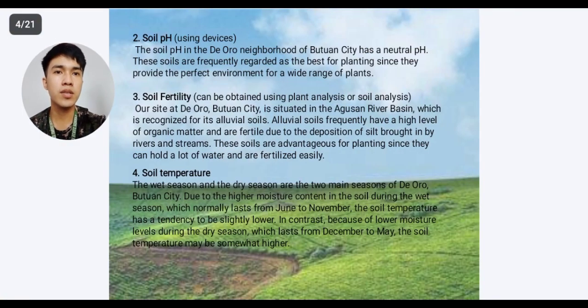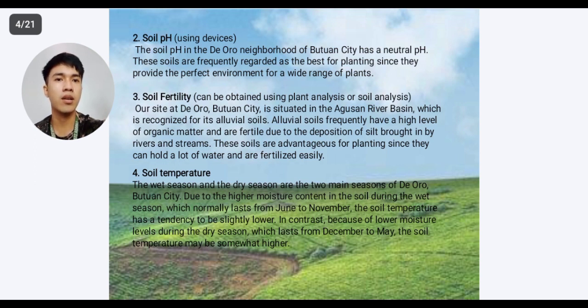Number 2. Soil pH, measured using devices. The soil in the Oro neighborhood of Butuan City has a neutral pH. These soils are frequently regarded as the best for planting since they provide the perfect environment for a wide range of plants. Number 3. Soil fertility can be obtained using plant analysis or soil analysis.